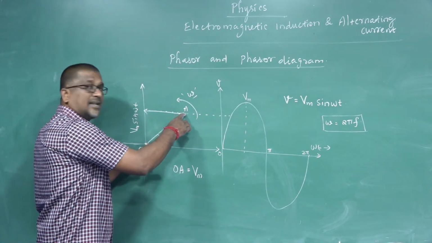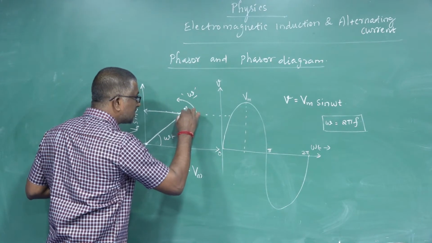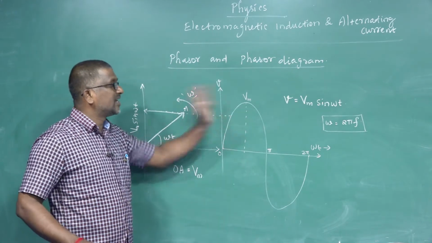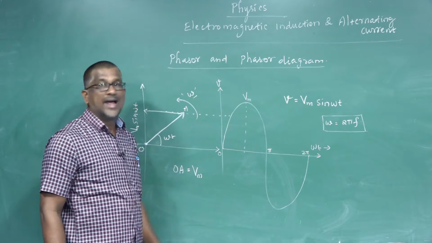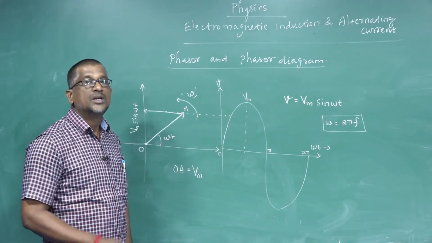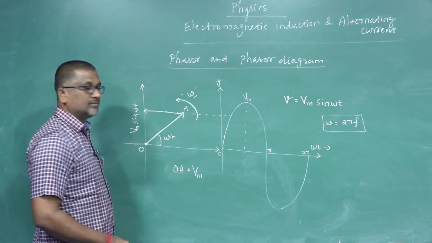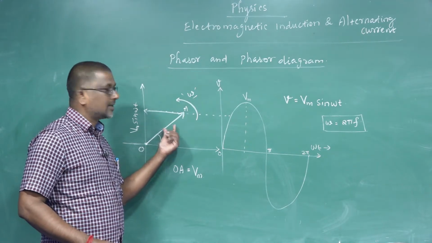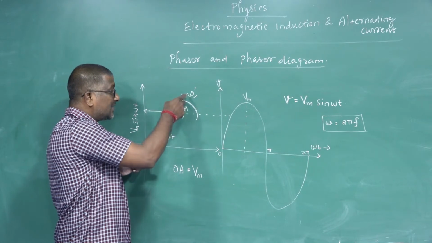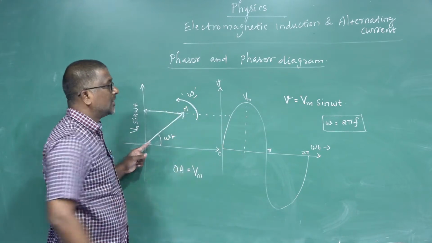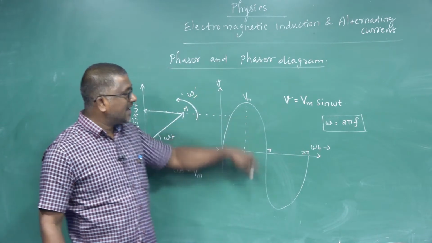If the phasor is drawn in such a way that the length of this segment gives the peak value of the sinusoidal alternating voltage, then the length represents the maximum value of the voltage. And second, the angular velocity of the rotating phasor is equal to the angular frequency of the sinusoidal alternating voltage.